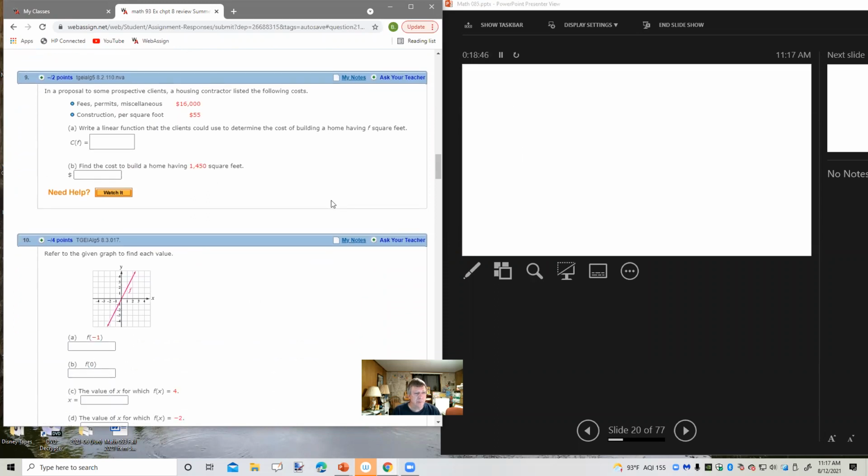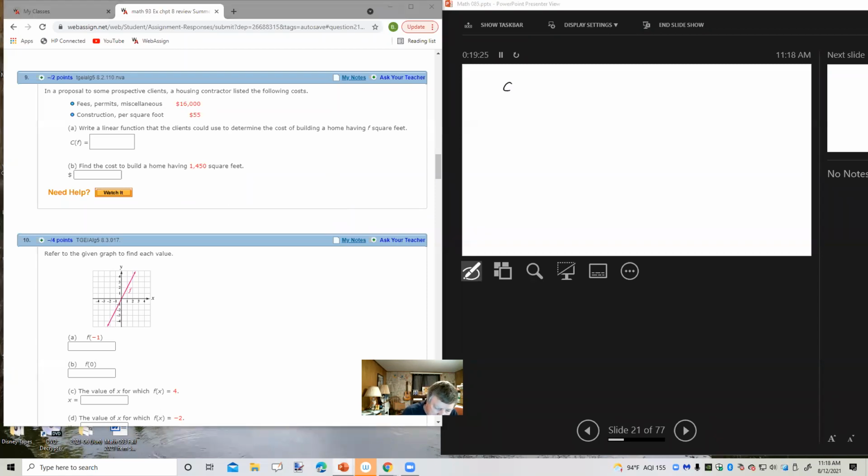In a proposal to some prospective clients, a housing contractor listed the following cost. Fees, permits, miscellaneous, $16,000. Construction per square foot, $55. Write a linear function that the clients could use to determine the cost of building a home having F square feet. All right. So the fees, permits, and miscellaneous, that $16,000 is what's called the fixed cost. That's a one-time cost. The $55 per square foot, that's a variable cost. That depends on the number of square feet in the house.